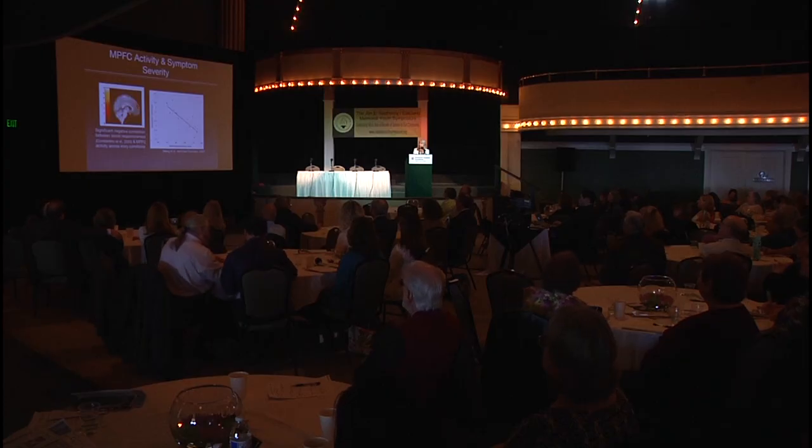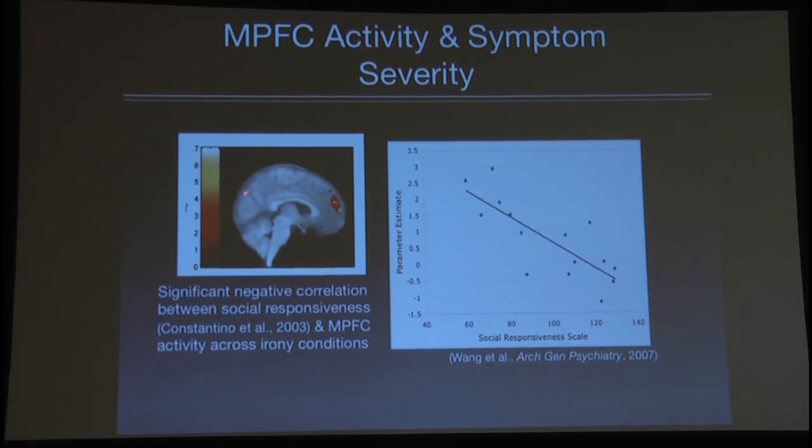And again, when we look at this area and relate it to symptom severity, we can find that there is a significant correlation, and this is true in typically developing kids as well. The more activity you have in this area, the better your social skills. The less activity you have in this area, the worse your social skills. So we're able to relate some of these brain areas very directly to symptoms of autism.